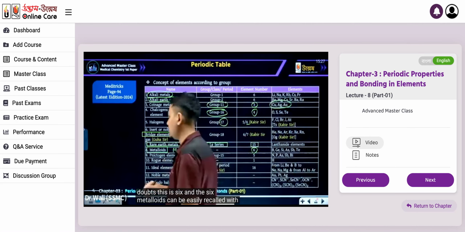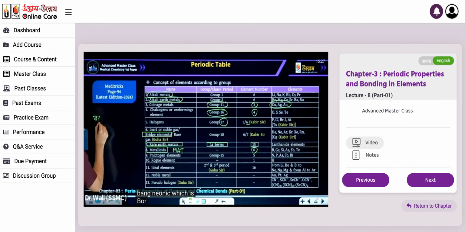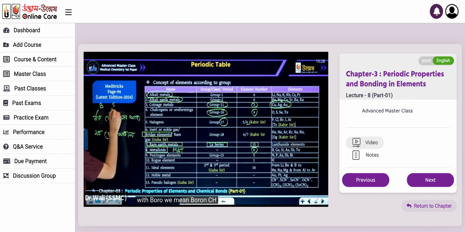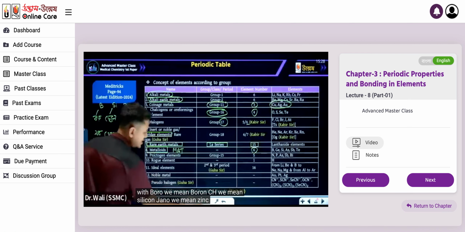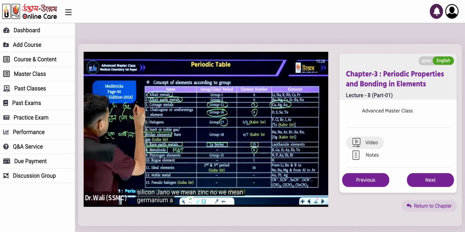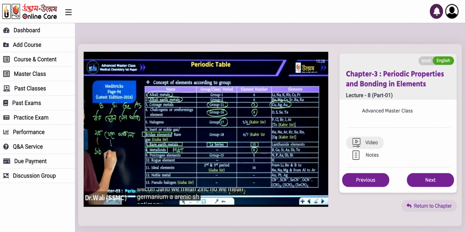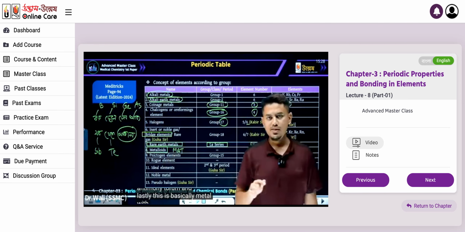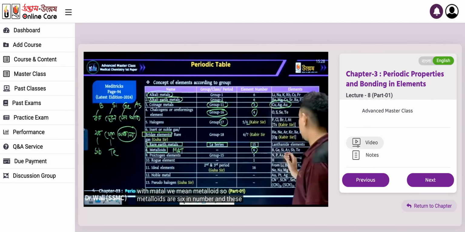And the 6 metalloids can be easily recalled with a Bangla mnemonic, which is boro chele jeno আজ সব থেকে মাতাল. With boro we mean boron, chele we mean silicon, jeno we mean zinc, no we mean germanium, আজ arsenic, সব antimony, থেকে tellurium, and lastly matal means metalloid. So metalloids are 6 in number, and these are the 6 metalloids.